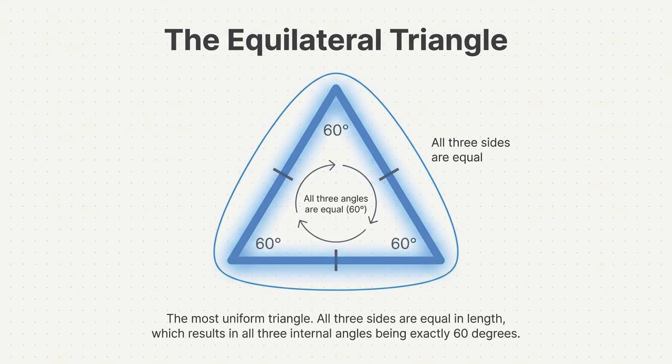So that's the key takeaway here. 3 equal sides always means 3 equal angles. And since we know that all the angles in any triangle have to add up to 180 degrees, well, you divide 180 by 3, and what do you get? 60 degrees for each one. It's just perfectly balanced.